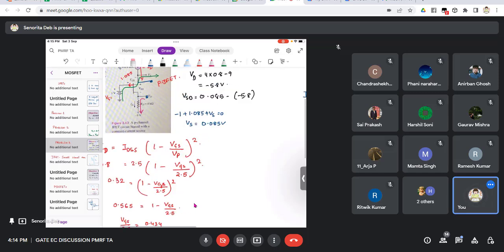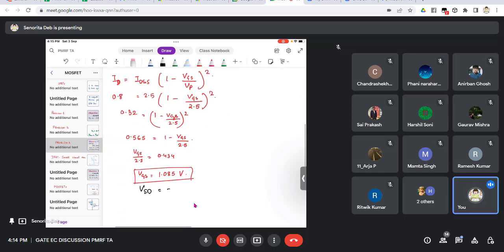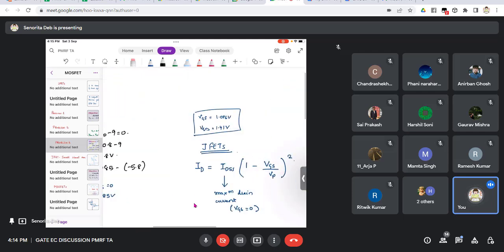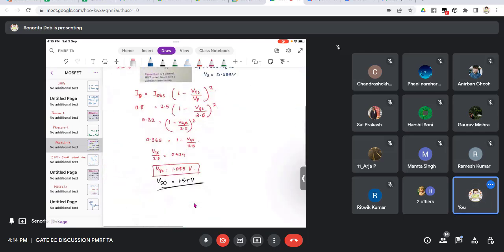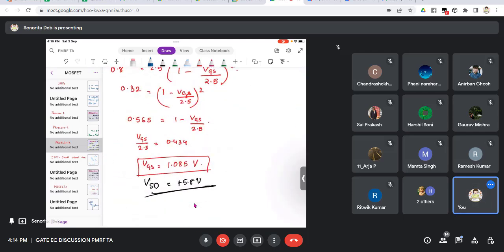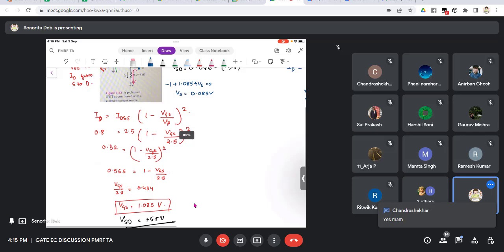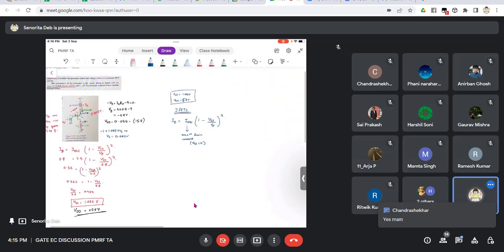So VSD is coming to be minus 5.8 volt, plus 5.8 volts. Okay. So here I had written it wrong. It will be 5.8. Okay. So is this clear? Please respond if you are done with this so that I can move forward to the other question.